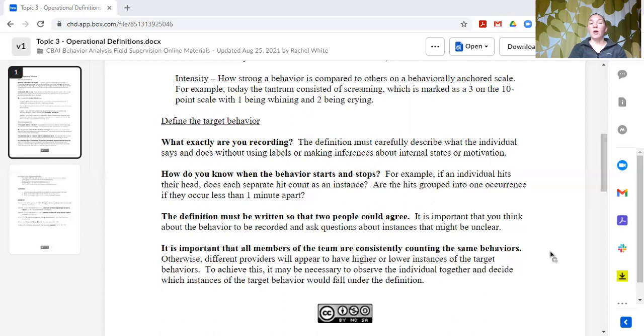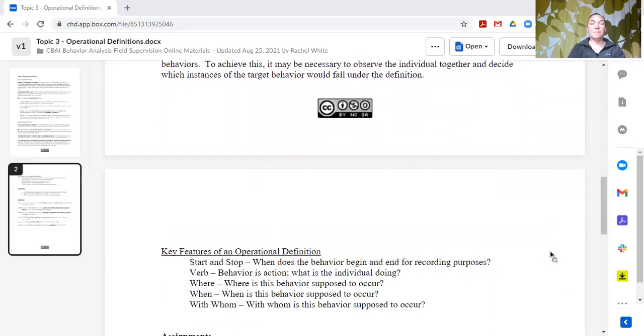It's important that all the members of the team are consistently counting the same behaviors. Otherwise, when you go back to read and analyze that data, it's not going to be consistent. It's not going to give you accurate information if somebody's overcounting the occurrence and somebody's undercounting the occurrence. You don't actually know what the real level of occurrence is.